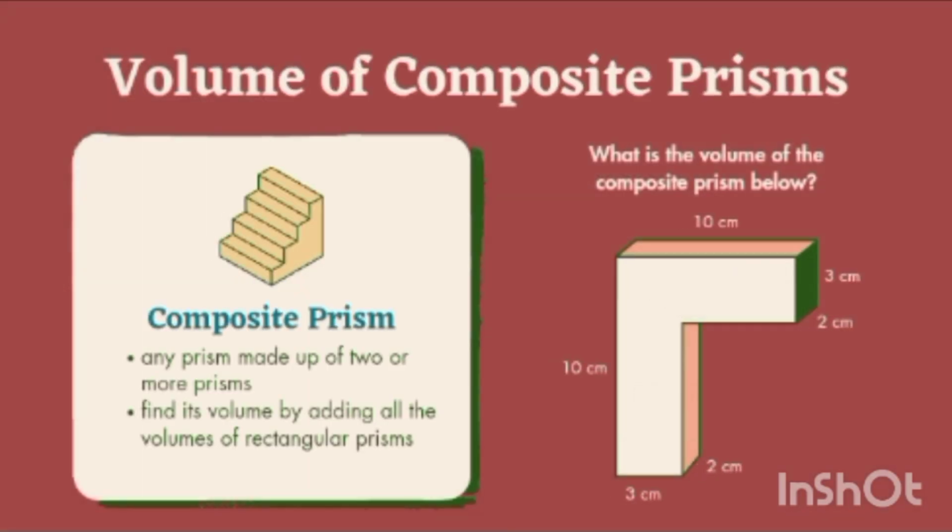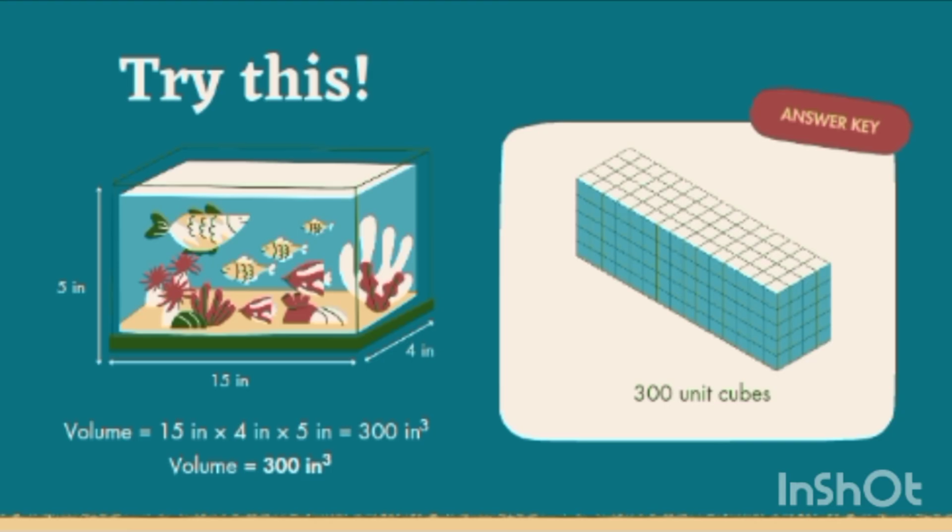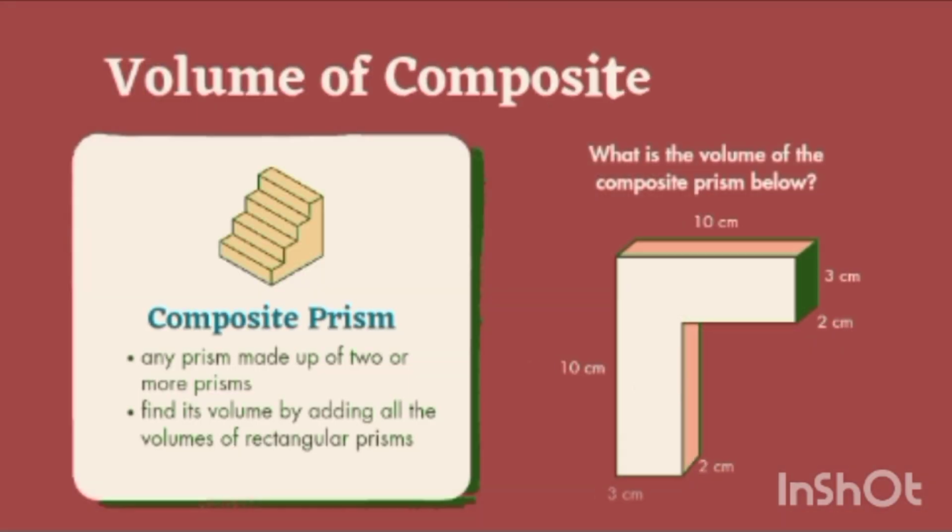Okay, now we know how we can find the volume of a rectangular prism. Now let's see how we can find the volume of a composite figure. What is a composite figure? A composite figure is a figure which has two or more rectangular prisms.